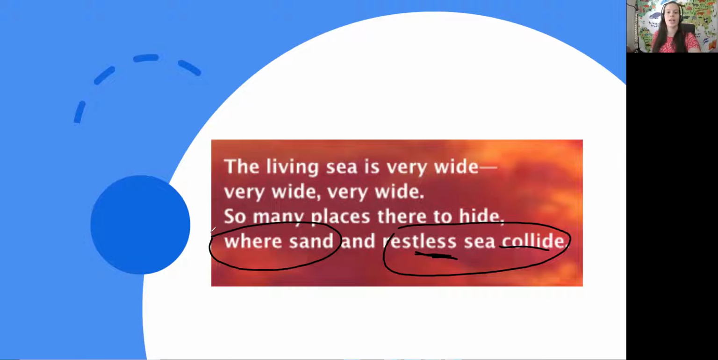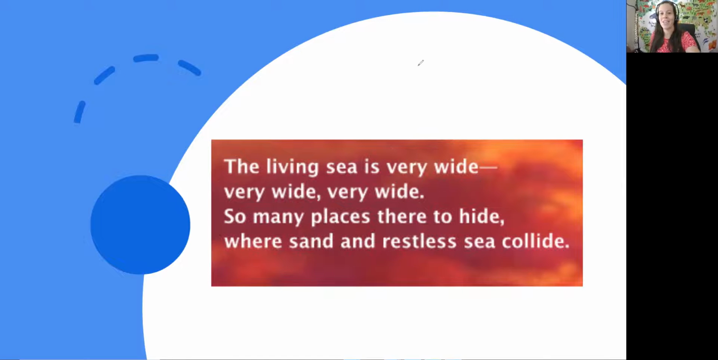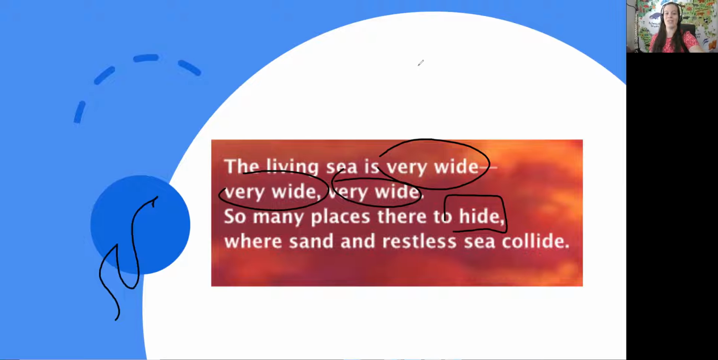Okay, so the living sea is very wide, very wide, very wide. Do you see that repetition there? Why do you think the author said very wide 3 times? Because it's big. So many places there to hide. Where do all of those creatures hide in the coral reef? Yeah, they hide in all of those awesome corals.